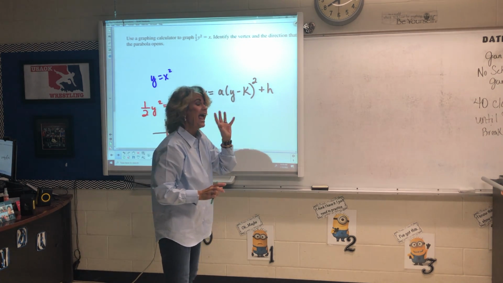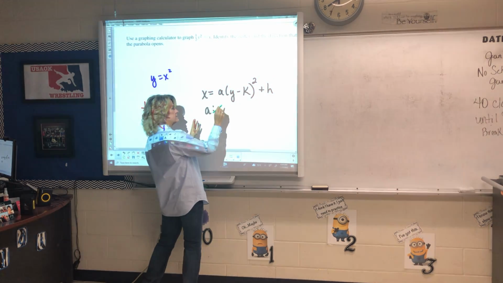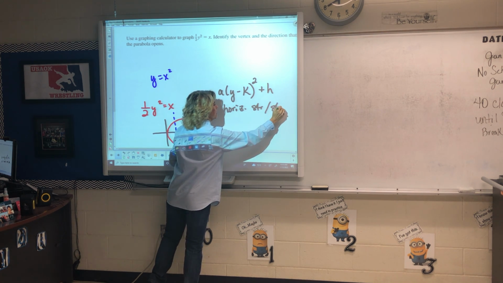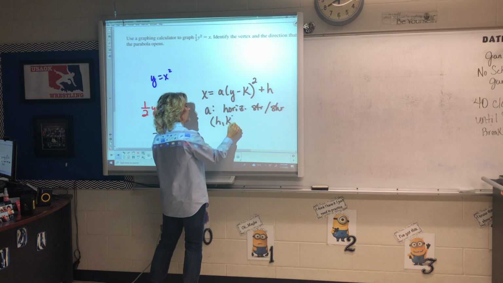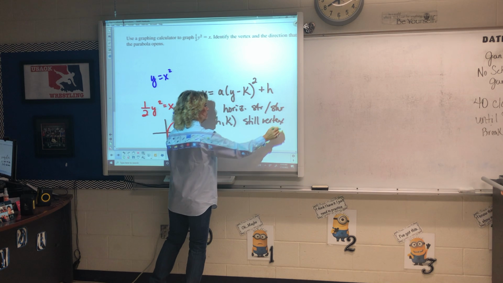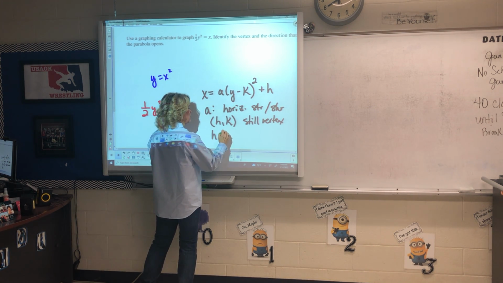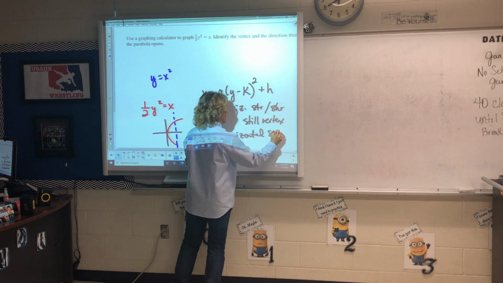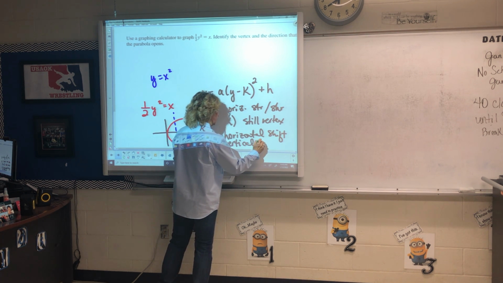Do we understand? A is not going to determine my vertical stretch or shrink. In this instance, it would be my horizontal stretch or shrink. Now, HK is still my vertex. Everybody with me? H is still my horizontal move. K is still my vertical move.